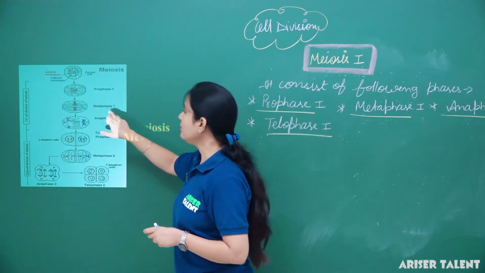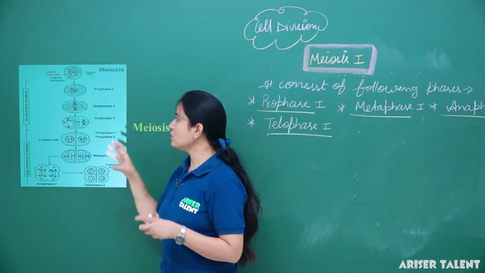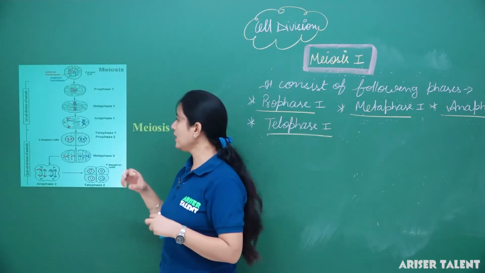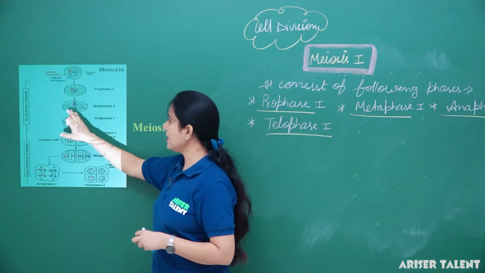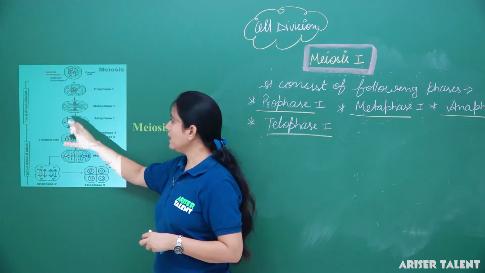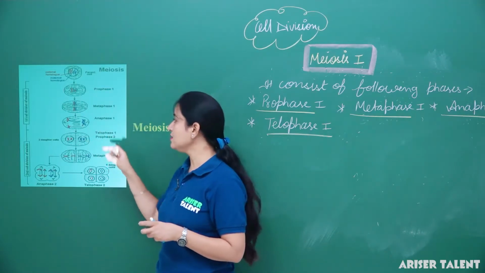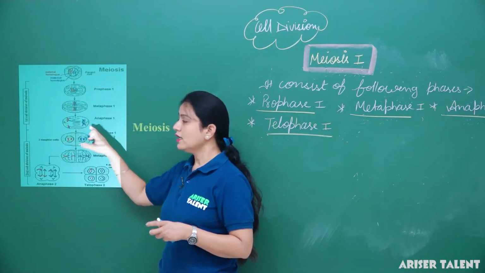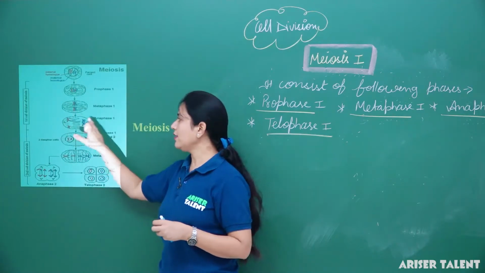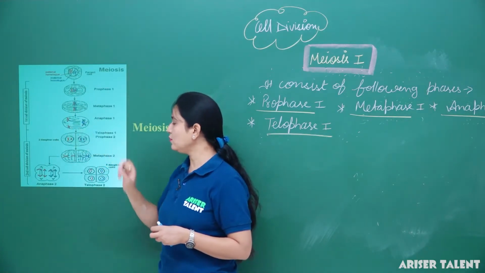Then in the metaphase, what happens? In the metaphase the chromosomes come to the equator. Then in the anaphase, this is the third phase, what happens? The homologous chromosomes separate here and migrate to the poles. They are migrating to the poles here.